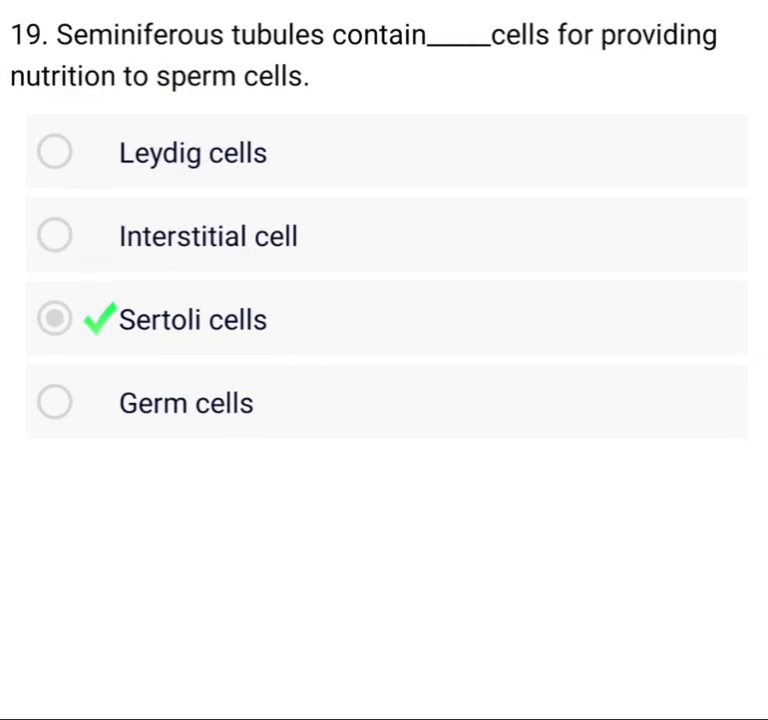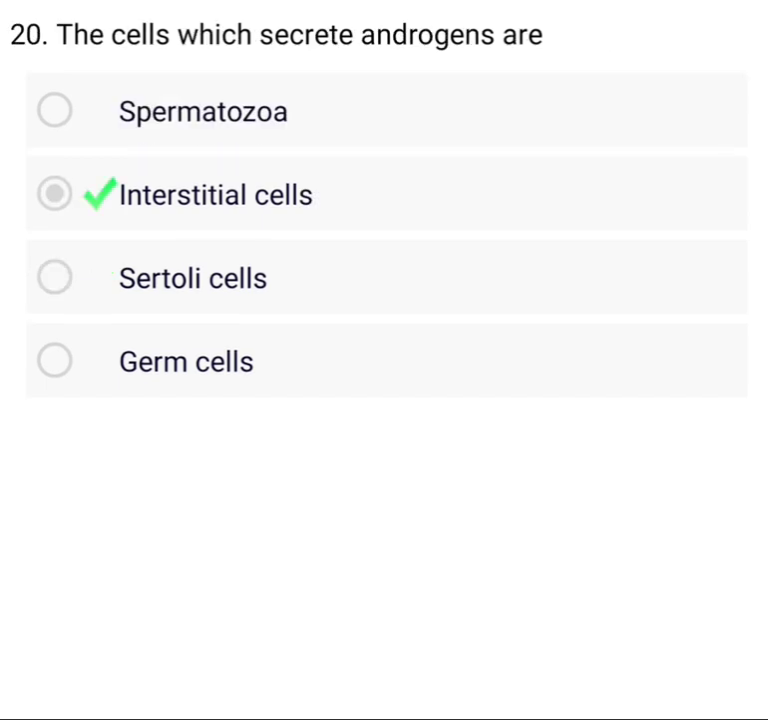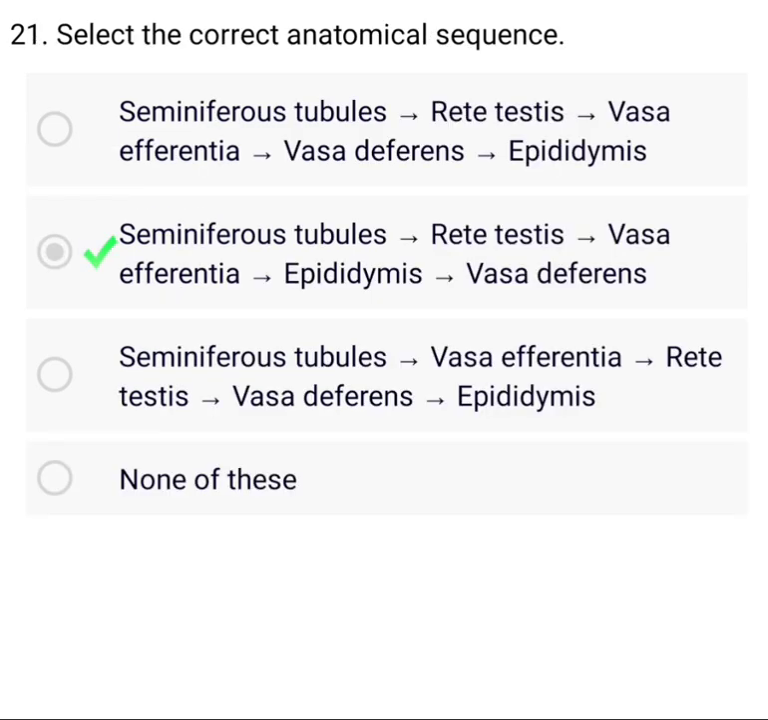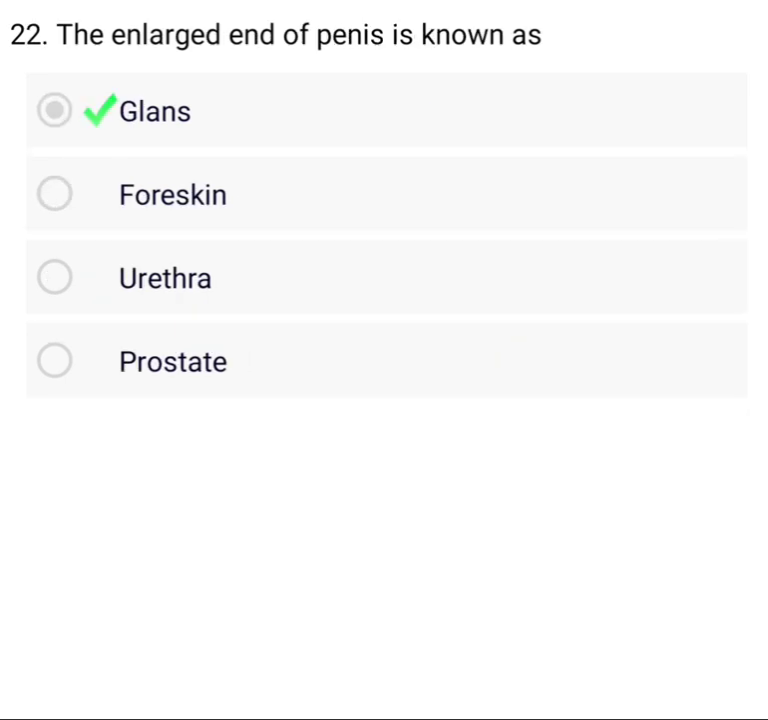Sperms. Seminiferous tubules contain cells for providing nutrition to sperm cells. The cells which secrete androgens are A. Spermatozoa. B. Select the correct anatomical sequence. A. Seminiferous. The enlarged end of penis is known as A.